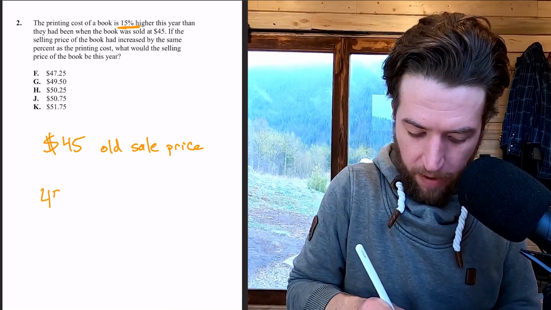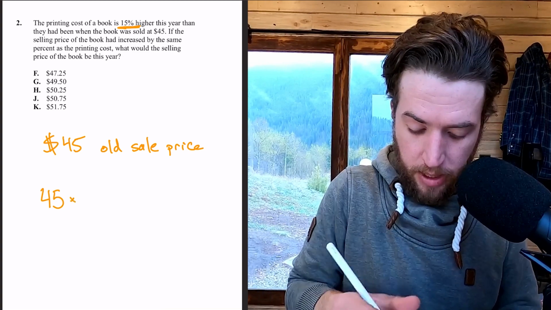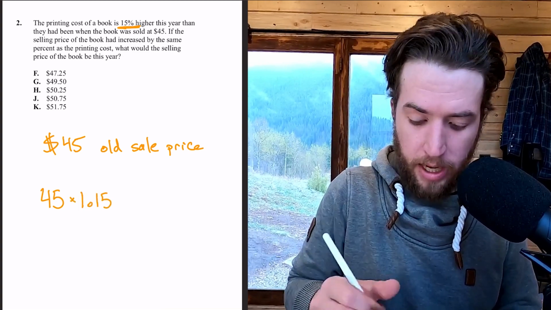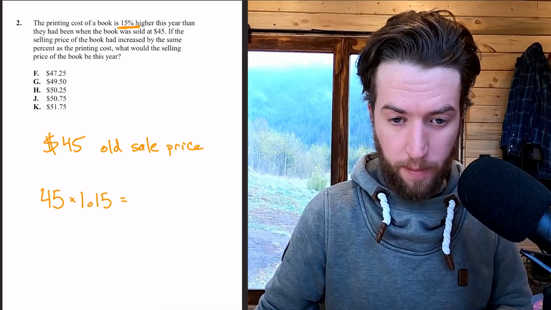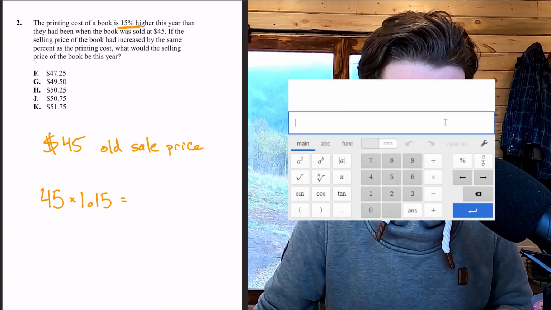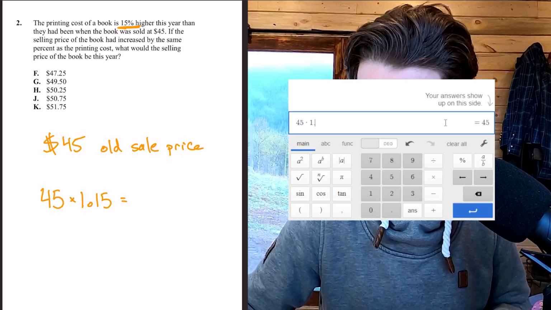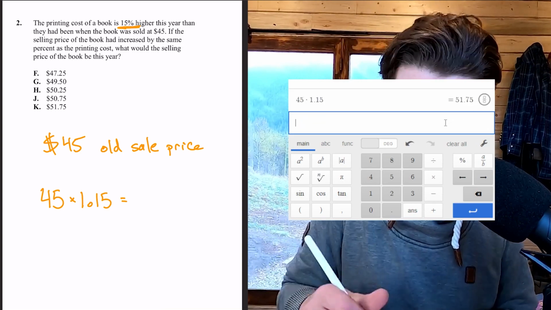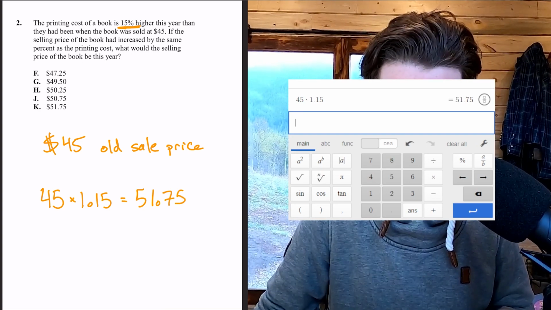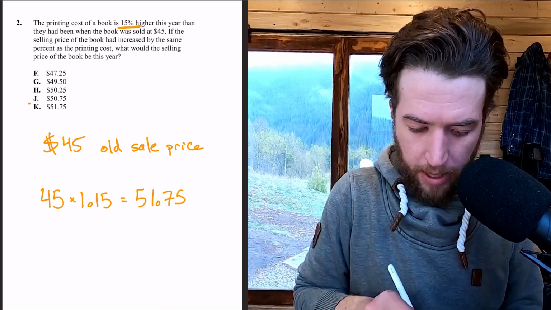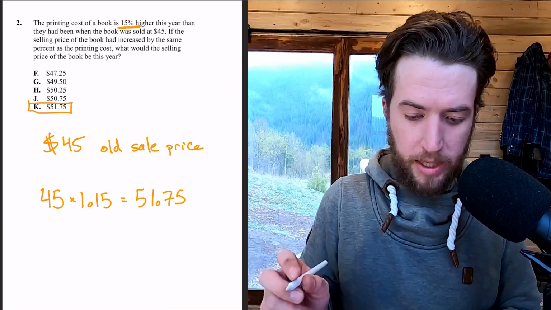So whatever $45 is times 1.15, or an increase of 15%. So 45 times 1.15, I'm going to bust the calculator out for this one. So 45 times 1.15 equals 51.75. Okay, and that looks like that is answer K. That is a 15% increase.